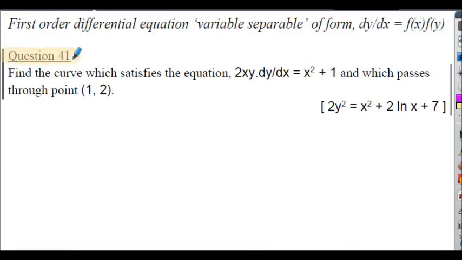Question 41. We have to find the curve which satisfies the equation stated here and which passes through the point stated here, x, y equals 1, 2. Slightly different wording in this question to previous questions, but the overall approach used to find a solution is very similar to that of the previous questions. Here's the final solution to the question, which is fully worked on the following slides.